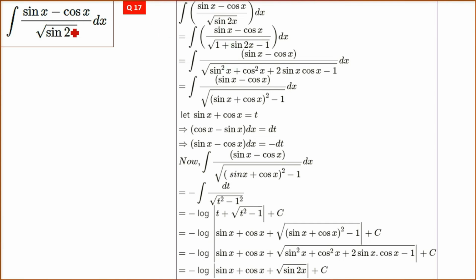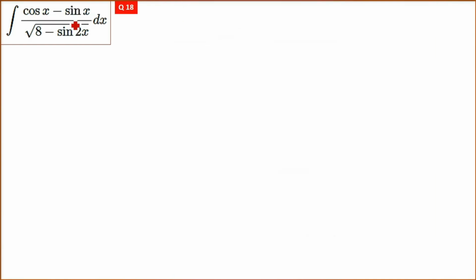Some intermediate steps I have skipped, but whole solution or reference is in front of you. You have to follow this in order to get the answer. So it's a different kind of question. Now you understand well. Now this question, cos x minus sin x divided by 8 minus sin 2x. We have just done a question in the same way. We need cos x minus sin x, and you already know how to get this. But we have to convert this 8 minus sin 2x in such a way so that we can get the cos x minus sin x.